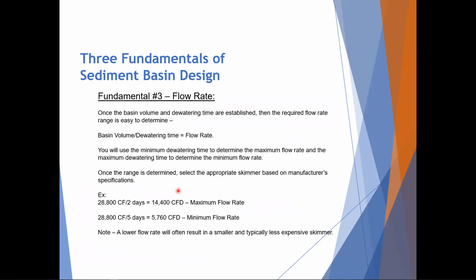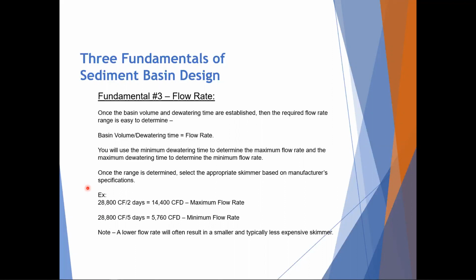So the fundamental number 3 is flow rate. And so once you know the basin volume and dewatering times, it's easy to determine the required flow rate. Simply basin volume divided by dewatering time will give you your flow rate. Often if you're in a place that has a range of time, say the 2 to 5 days, you can establish a range of flow rates that you want to use.